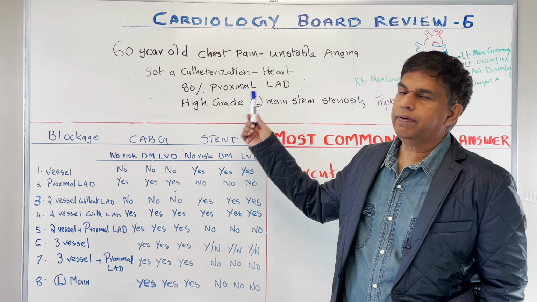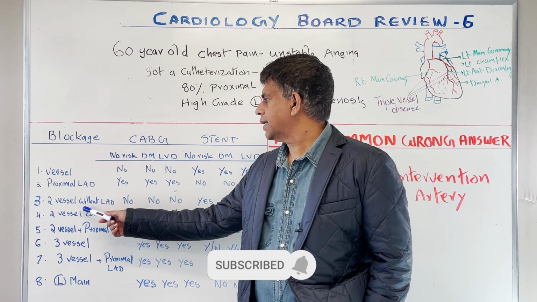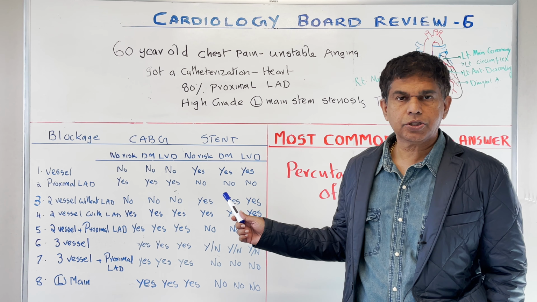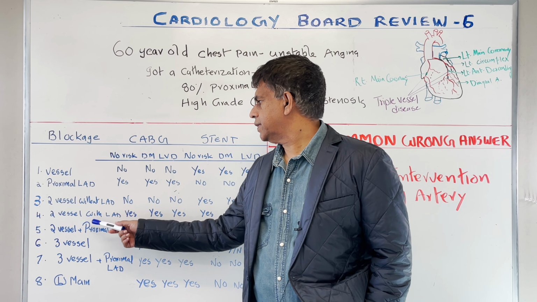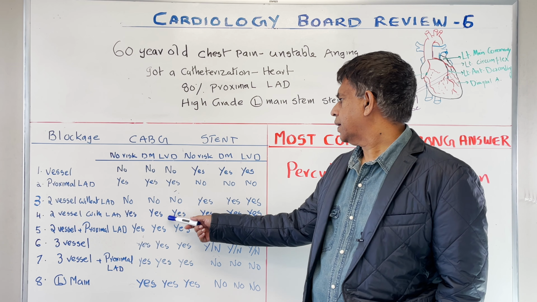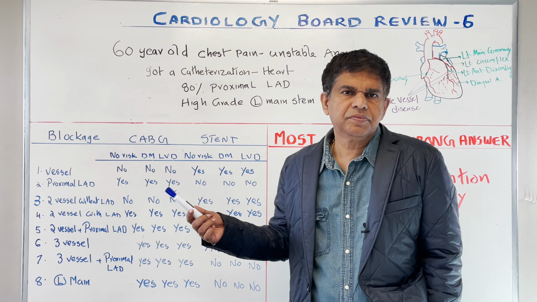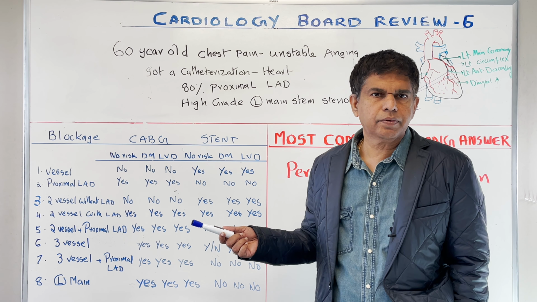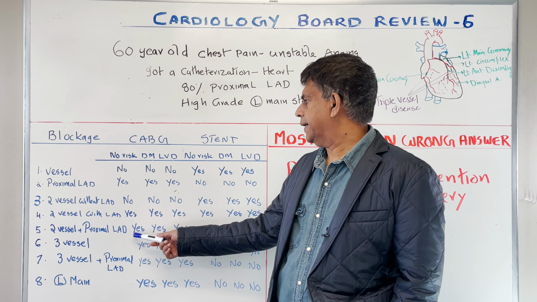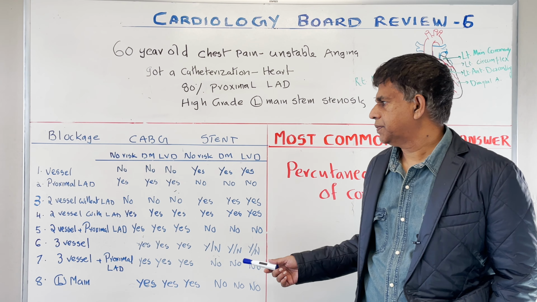This patient already has an 80% proximal LAD lesion. Now, with two vessel disease without LAD, you can get away with a stent; CABG is not needed. With two vessel disease with LAD, you can do CABG or a stent, depending upon the clinical situation. With two vessel disease and proximal LAD, you do only CABG. You cannot do a stent in those people.